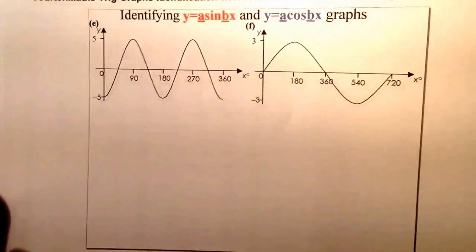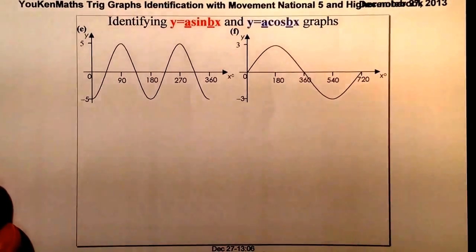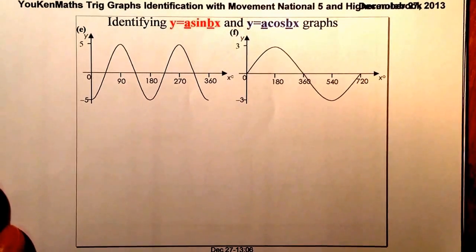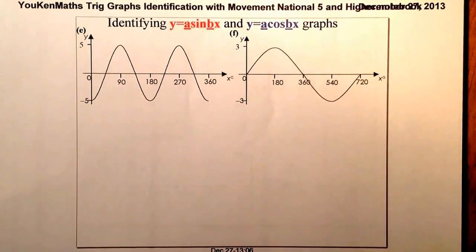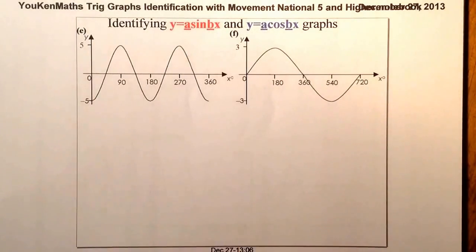Right, let's have a look at cosine, the next two graphs here. And again, there's something different with these ones. All I'm changing is the letters A and the letters B, so if you can try and work out what these ones are, go ahead.